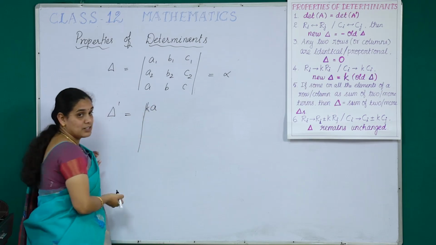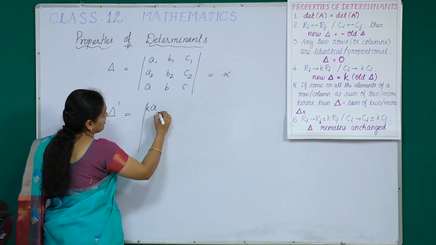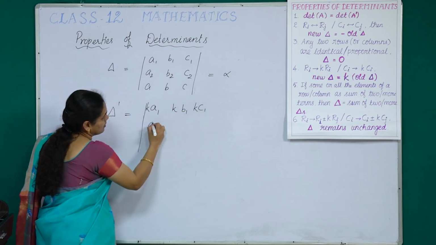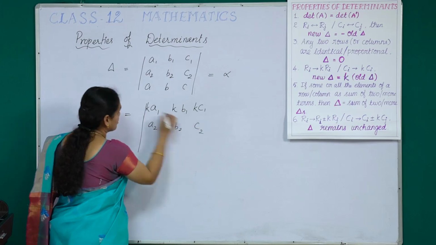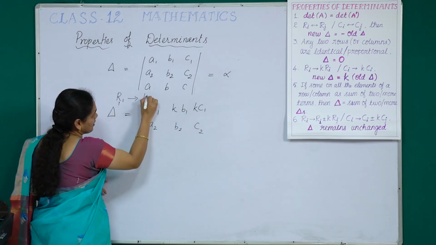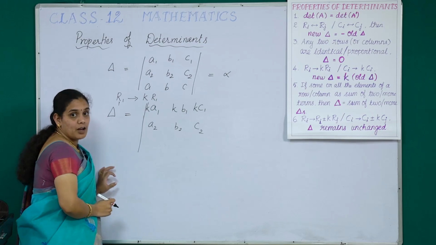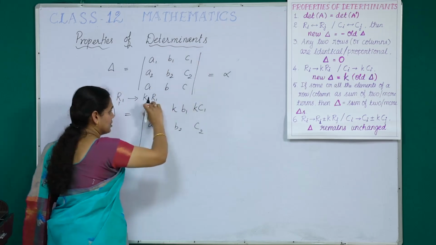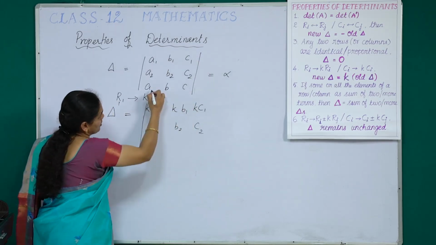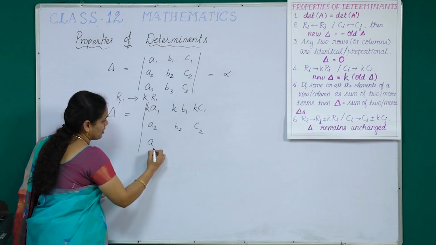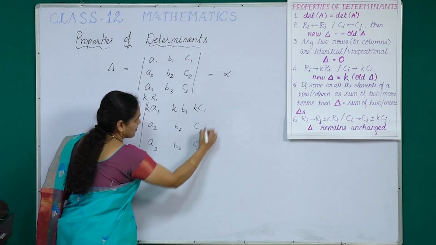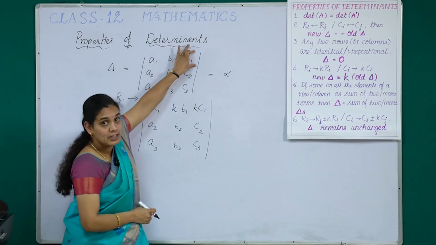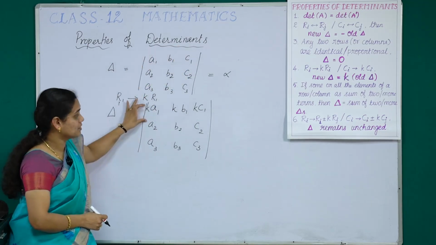a k, a non-zero scalar k, a1, k b1, k c1, then a2, b2, c2. This is R1 takes k R1. That means we multiply all the elements of R1 with k and put it in R1 again. Then the last one is a3, b3, c3. See what we have done here? We just multiply the row 1 with k, non-zero scalar k, and put it in the same row.